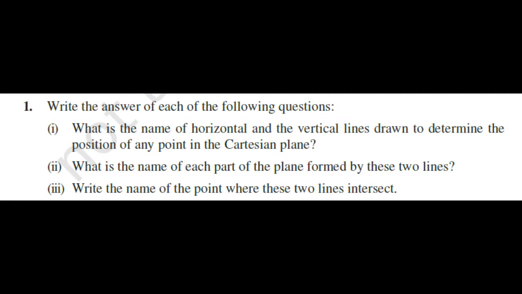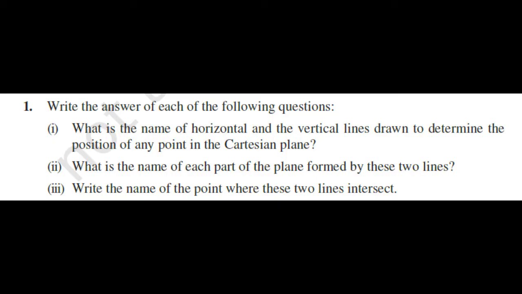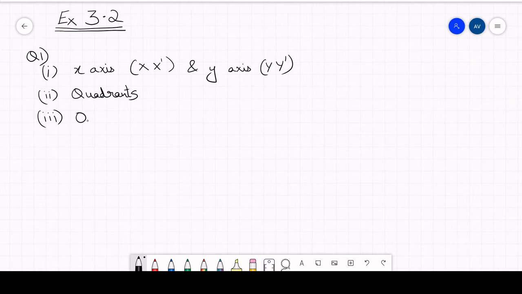The second part is asking us what is the name of each part of the plane formed by these two lines. So these lines intersect and form four different parts or four different areas. We call these quadrants. Third part is asking us to write the name of the point where these two lines intersect. Pretty simple. We know that this is called as the origin, often labeled as O.